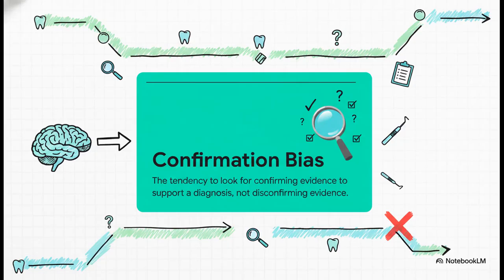First up, confirmation bias. This is a big one. It's when you get an idea in your head, and then you unconsciously look for evidence that proves you're right while ignoring anything that suggests you might be wrong. It's like deciding it's a simple cavity, and only focusing on the one view that confirms it, completely missing a subtle clue on another film that points to a bigger problem.